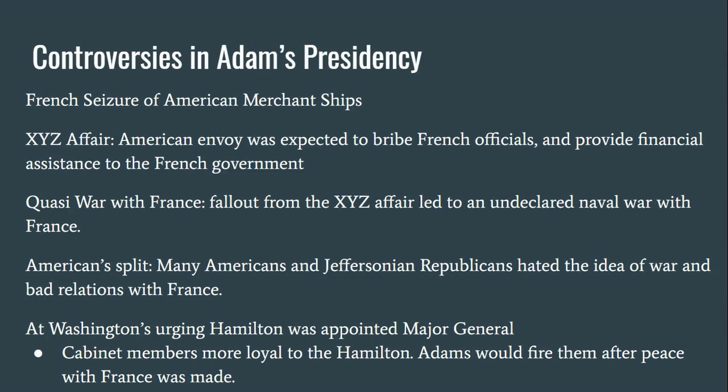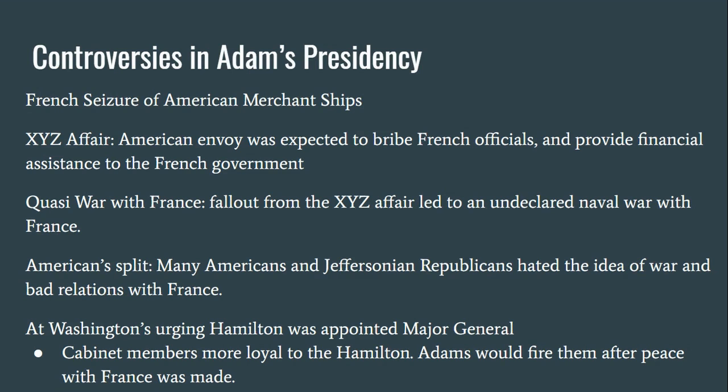Former President Washington urged Adams to appoint Hamilton as Major General, who began to make preparations for a large-scale war against the French. However, despite being in the same political camp, Adams and Hamilton did not get along at all. Hamilton thought little of Adams, and Adams thought Hamilton was too much of a political schemer and too eager for war with a powerful European nation.